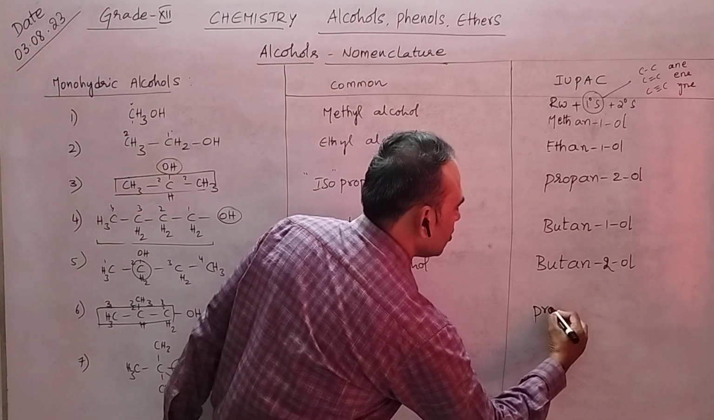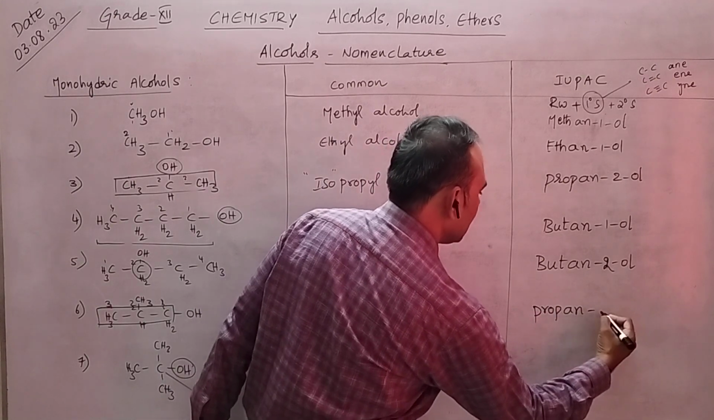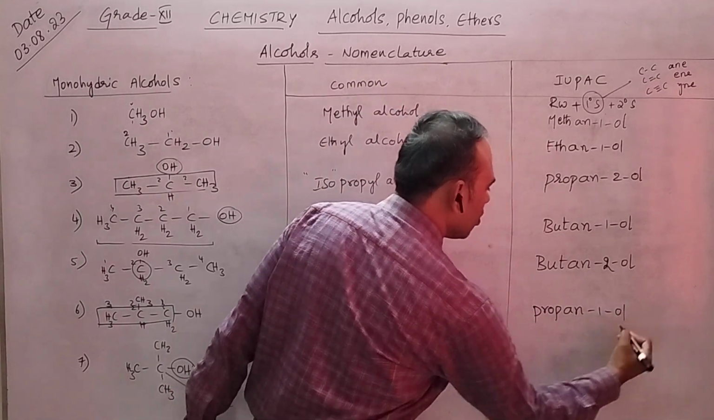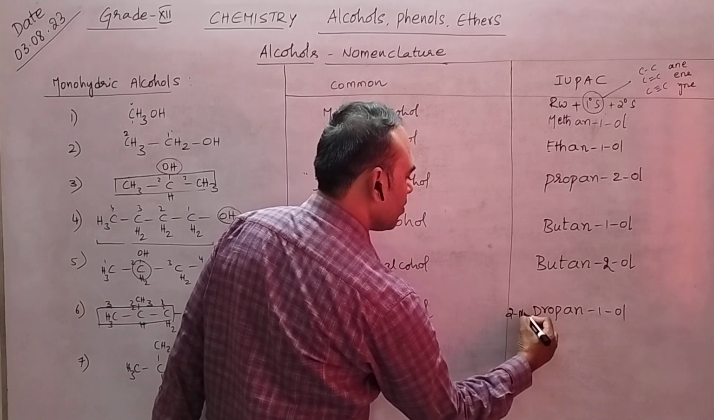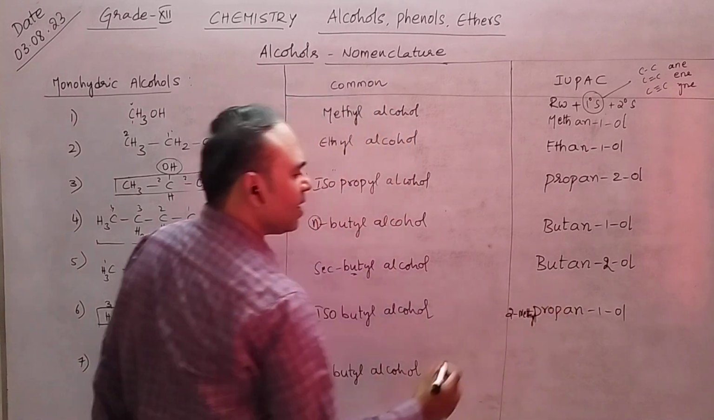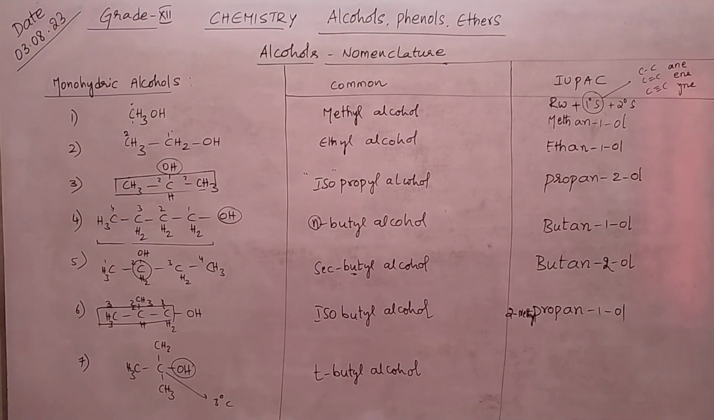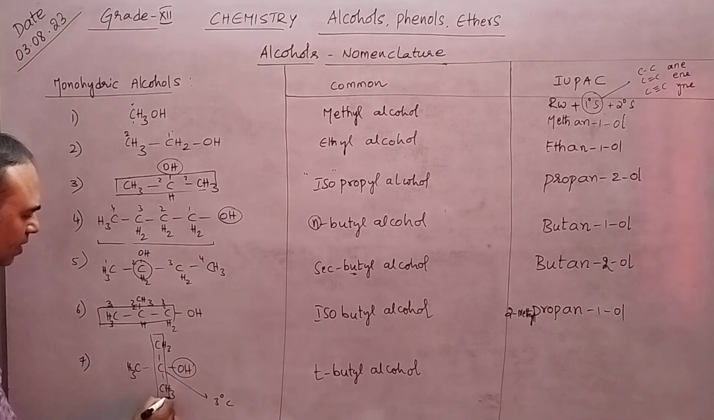Root word is prop due to 3 carbons, propane-1-ol, and second position you have methyl. So 2-methyl propane-1-ol. Now coming to the last one, you can take it as the longest chain.